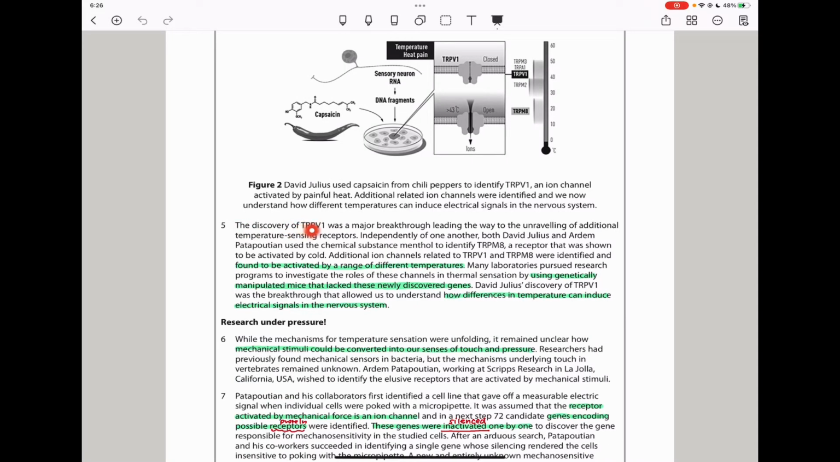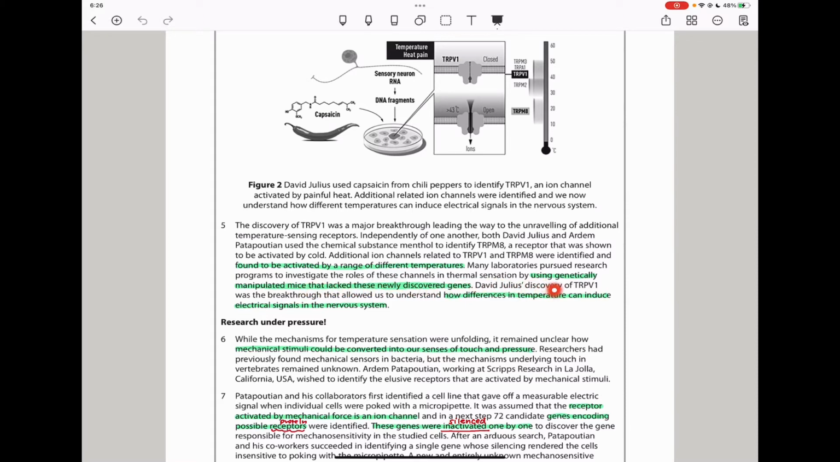The discovery of TRPV1 was a major breakthrough leading the way to the unraveling of additional temperature sensing receptors. Independently of one another, both David Julius and Ardem Patapoutian used the chemical substance menthol to identify TRPM8, a receptor that was shown to be activated by cold. Additional ion channels related to TRPV1 and TRPM8 were identified and found to be activated by a range of different temperatures. Many laboratories pursued research programs to investigate the roles of these channels in thermal sensation by using genetically manipulated mice that lacked these newly discovered genes.